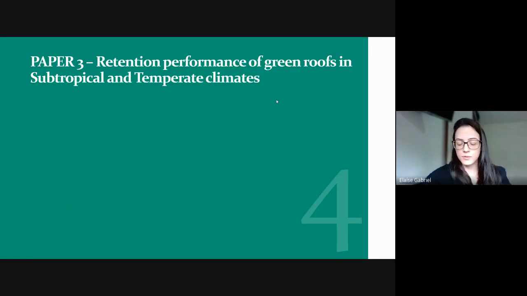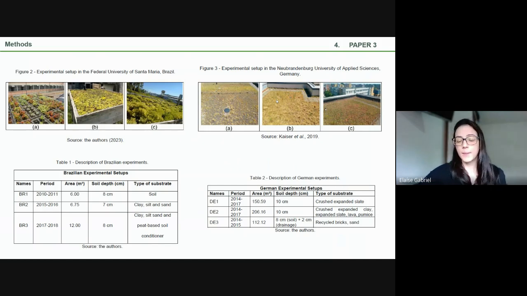So these were the results from the second paper, and the third paper is entitled "The Retention Performance of Green Roofs in Subtropical and Temperate Climates." In this paper, we compared 6 green roofs, 3 of them in Brazil and 3 of them in Germany, by monitoring their runoff and retention performance over several years. The 3 green roofs installed at the Federal University of Santa Maria are named BR1, BR2, and BR3.